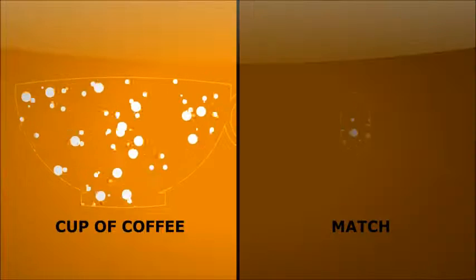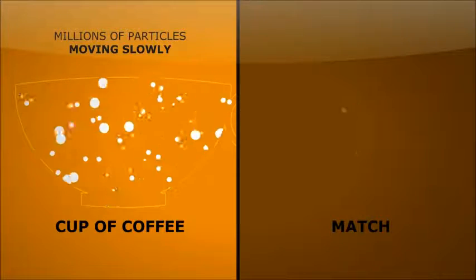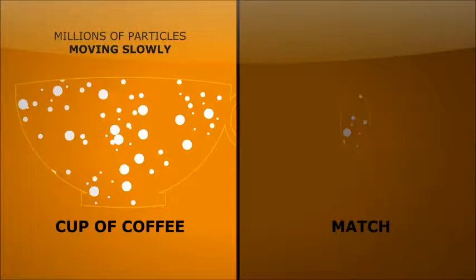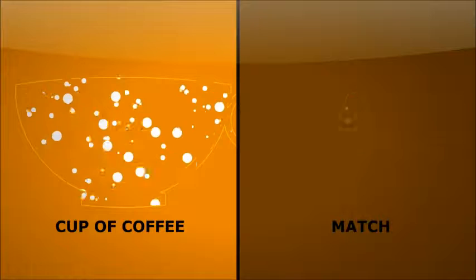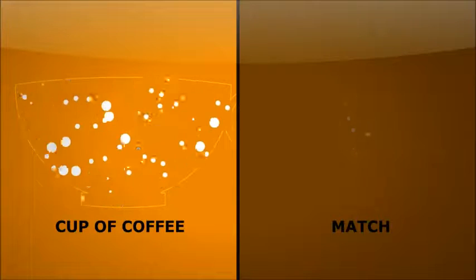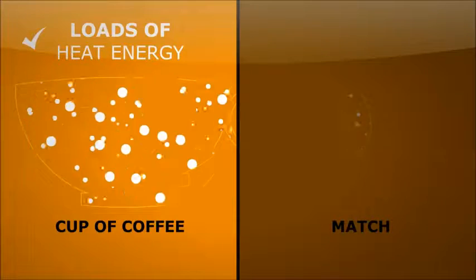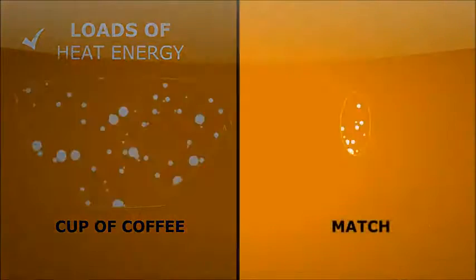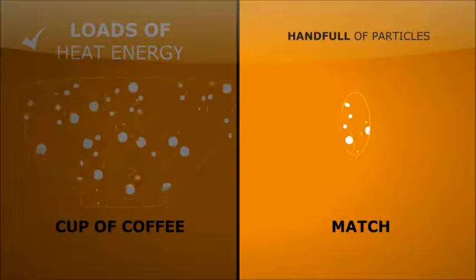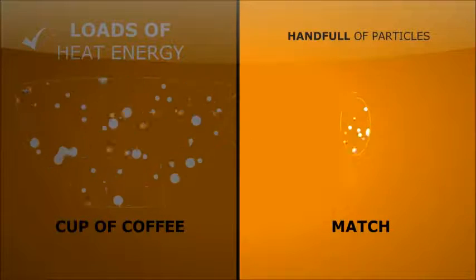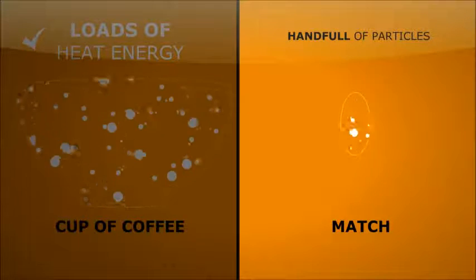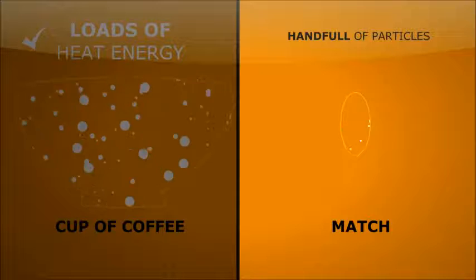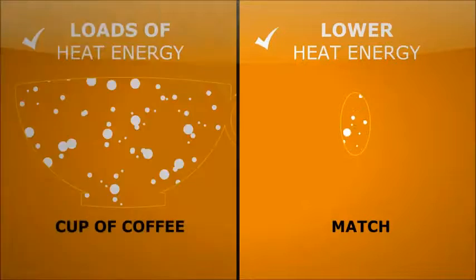In the coffee, there's millions of particles, all moving fairly slowly. But heat's a measure of the total energy in a system. So if we add up all the energy of every particle, we find there's loads of heat energy there. Now, if we look at the match, we see there's only a handful of particles, and although they're zipping around really quickly, because there's so few of them, if we add up the total energy here, we find it's much lower than in the coffee.